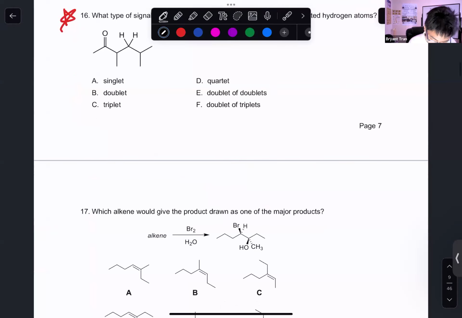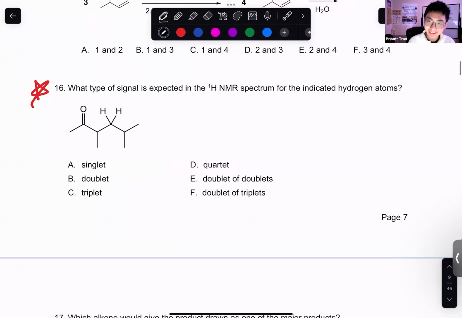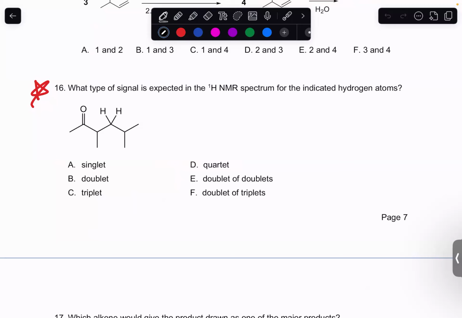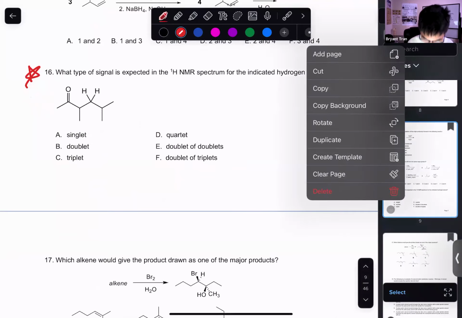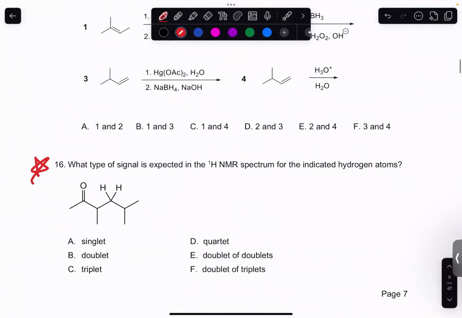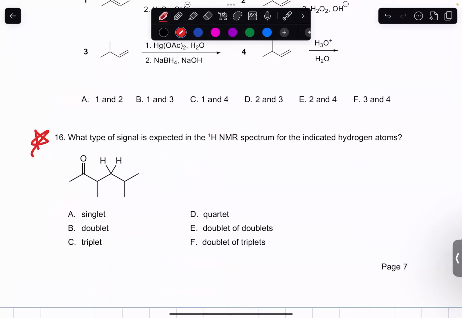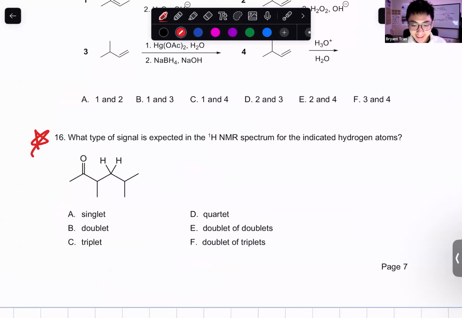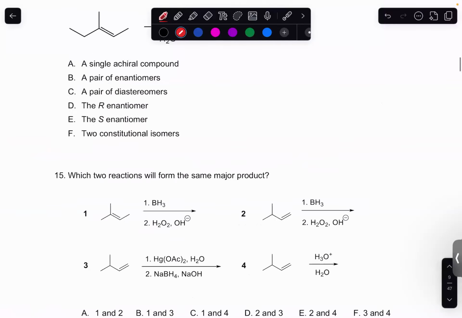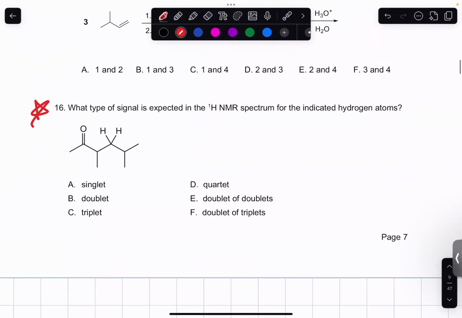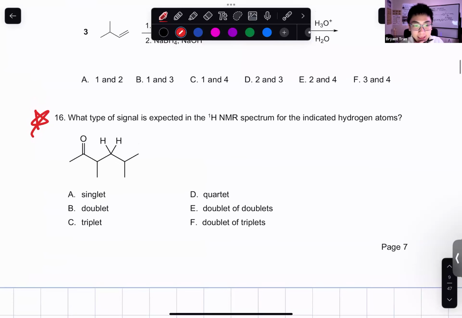Ooh, HNMR. How do you feel about HNMR, Nandini? Not good. I don't even remember half of this stuff. I started studying last week. Last week? Oh my gosh. Is it most of the material that you don't remember? No, I do know most of the material. It's just HNMR, CNMR. Oh yeah, I didn't see any CNMR, IR, or mass spec problems.